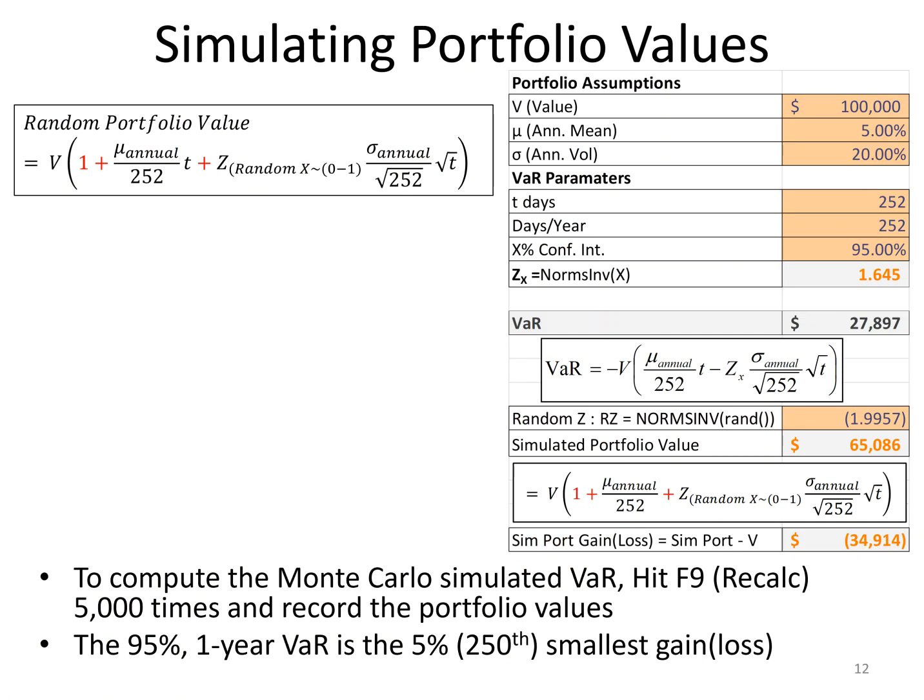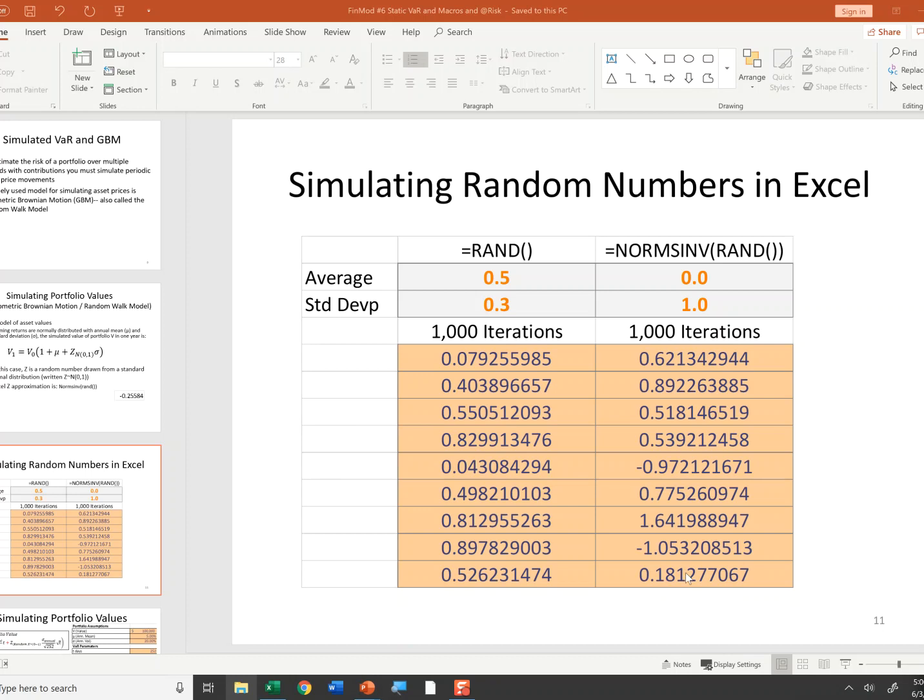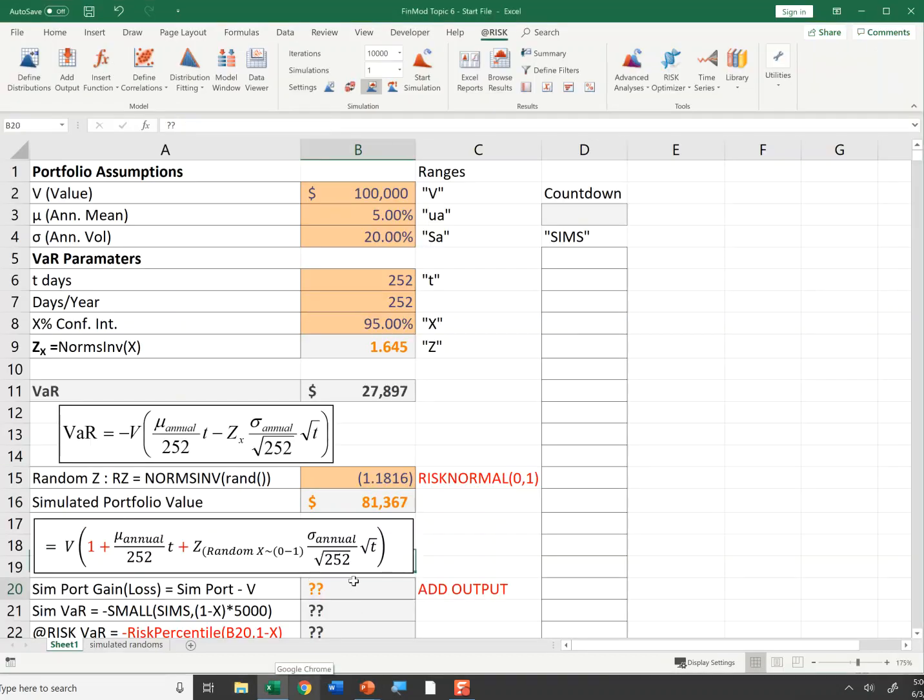Now, to calculate the VAR, I need to take these simulated portfolio values and then calculate the portfolio gain or loss. So let's go back to our spreadsheet. And I'm going to fill in this cell here. I'm going to take my random portfolio value and subtract my $100,000. Now this number here is the random gain or loss from the original portfolio value of $100,000. Now the last thing I need to do to calculate a simulated VAR is I need to take, say, 5,000 of these values and paste them here. Hit F9, paste it here.